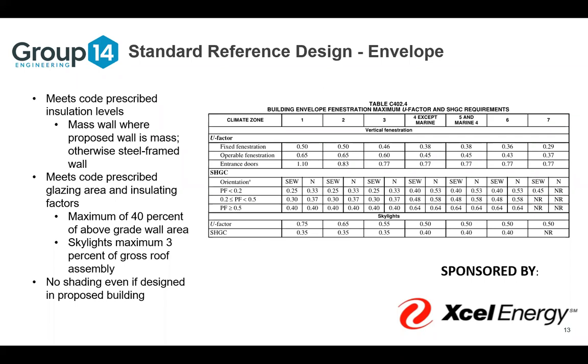You have to meet the code prescribed glazing area and insulating factors. So if you have 70% window to wall ratio in your proposed, you can only have 40% window to wall ratio in your baseline. If you have 30% window to wall ratio in your proposed, you have 30% in your baseline. You do not get credit for reduced glazing area below that 40% window to wall ratio that's prescribed. Skylights, same thing, maximum 3% of your gross roof assembly.